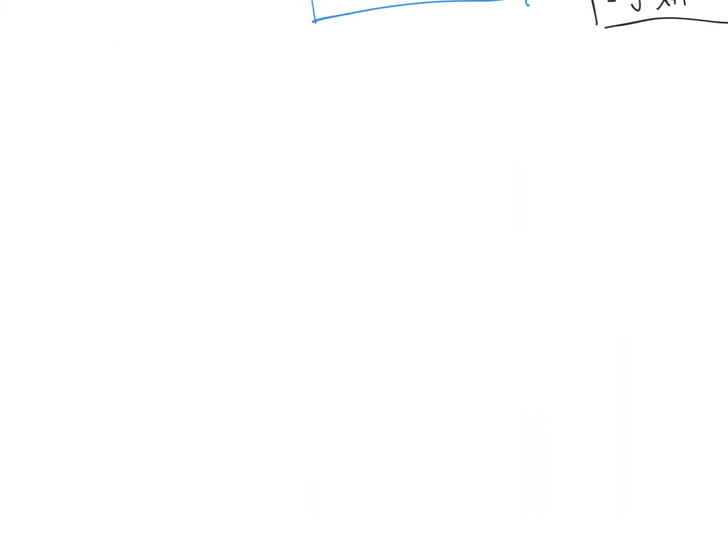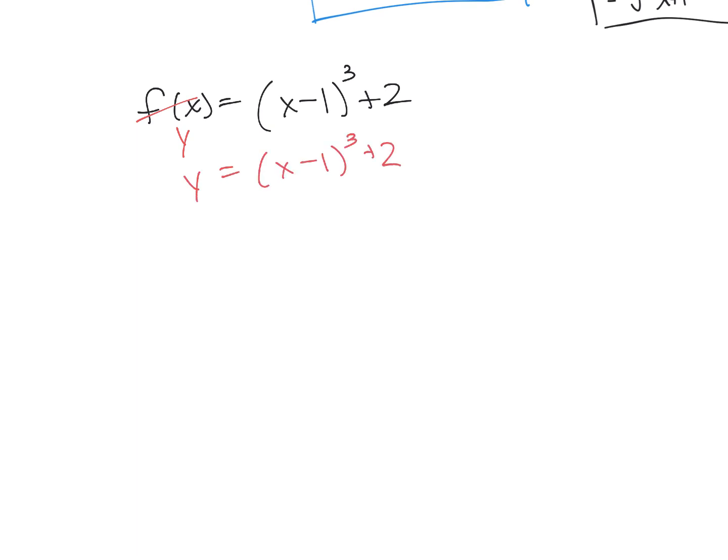Okay, next one. I'm going to do one that's a cube. So f of x equals x minus 1 to the power of 3 plus 2. Replace with y. So we have y equals x minus 1 cubed plus 2. We're going to switch the x and the y. So x is going to come to the left: y minus 1 to the power of 3 plus 2.